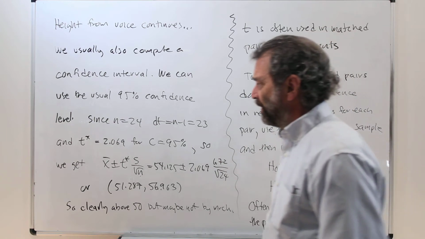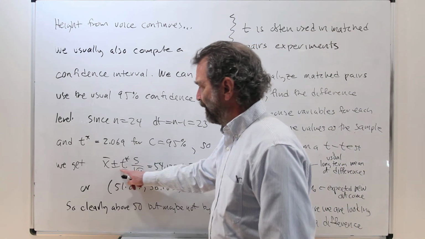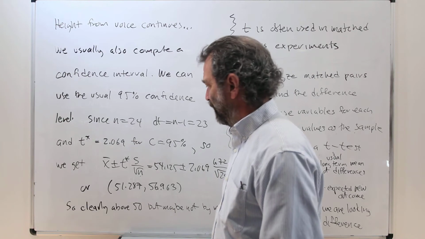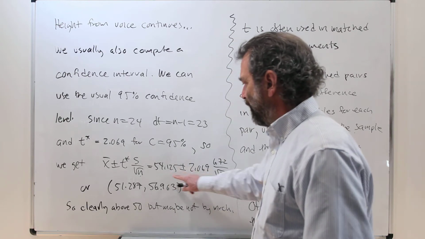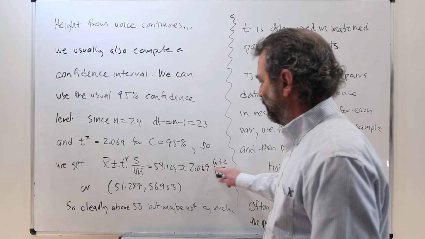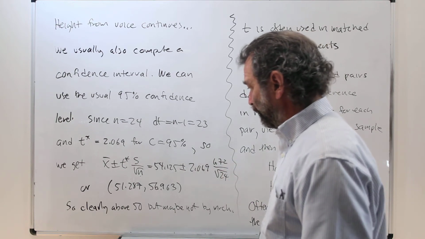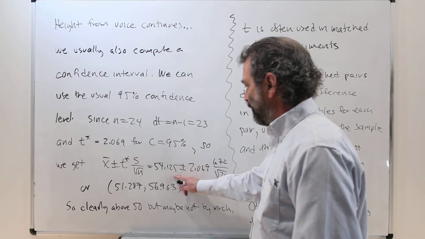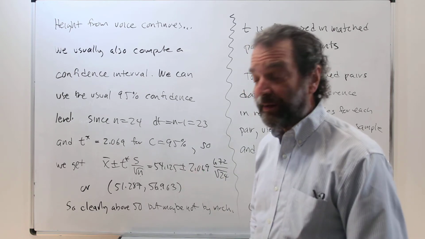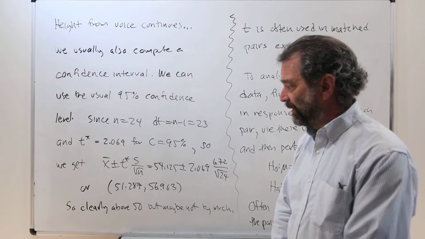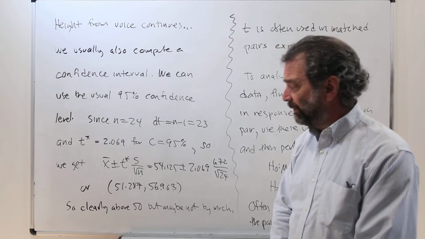And then we'll use the interval formula x bar plus or minus t star s over root n that we had for t intervals. The mean was 54.125. There's the t star, 2.069. S was 6.72 and n was 24. Remember, that's this plus that number and this minus that number. That represents an interval. Here's the interval that gets created. It's 51.287 up to 56.963.